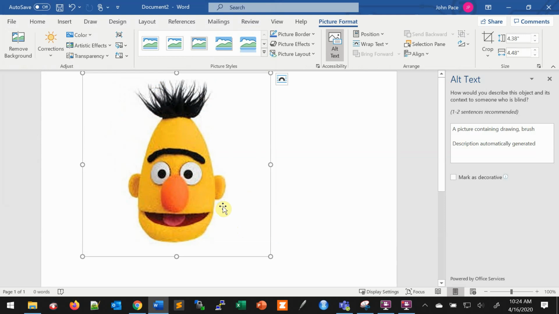Again, Bert is a very famous character. I would think that it should be able to classify and recognize Bert as himself, especially when it was able to identify a ferret. So we'll give this maybe a 2 out of 10.